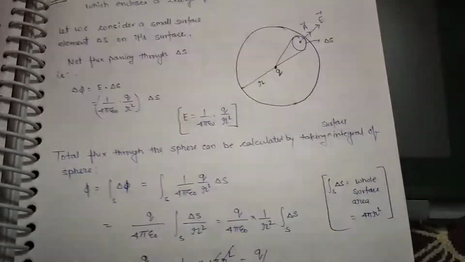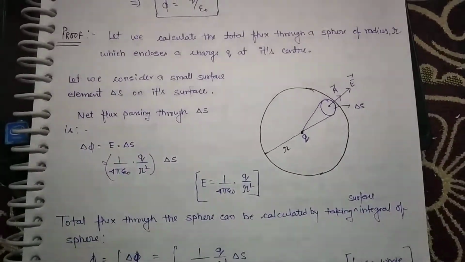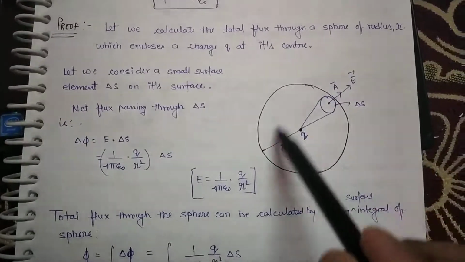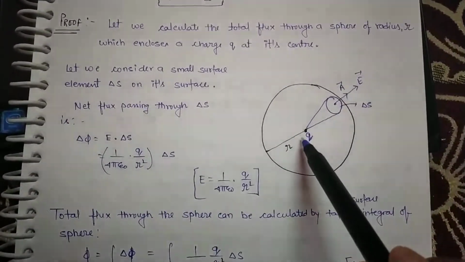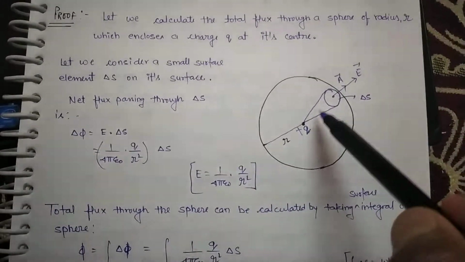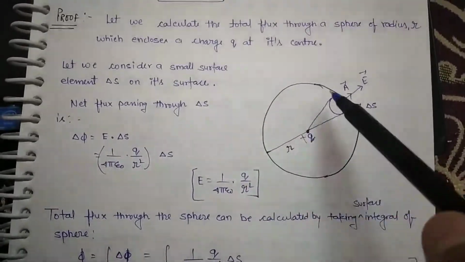Now how to prove the Gauss theorem? Let's see how to prove it. Here is a Gaussian boundary and a charge placed over here. Let's say this is the positive charge, right? So it is going to emanate the electric field in all the directions.